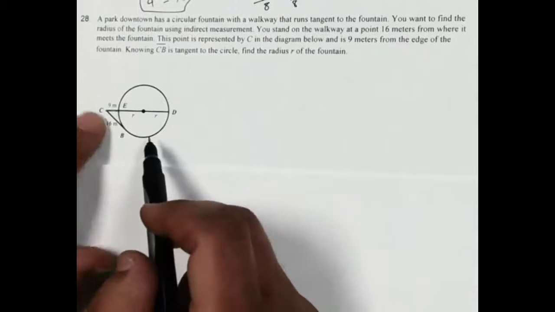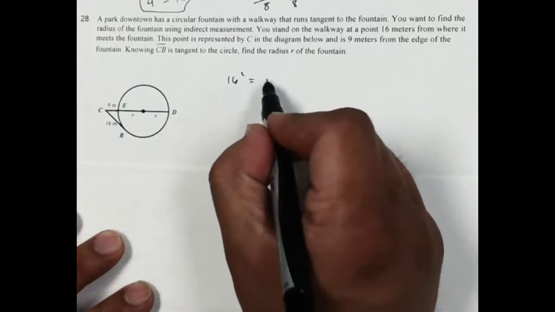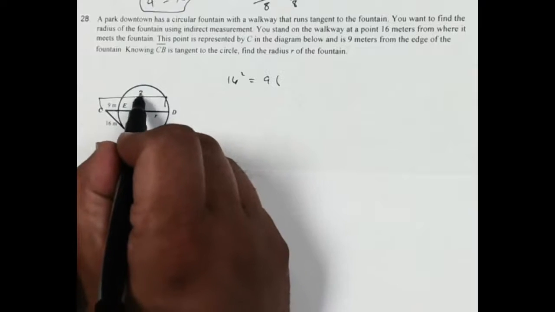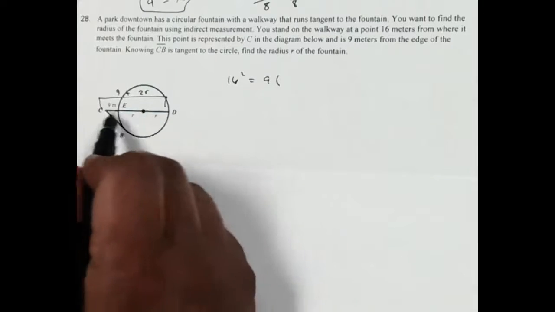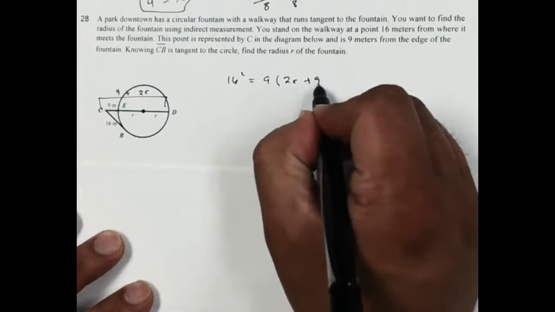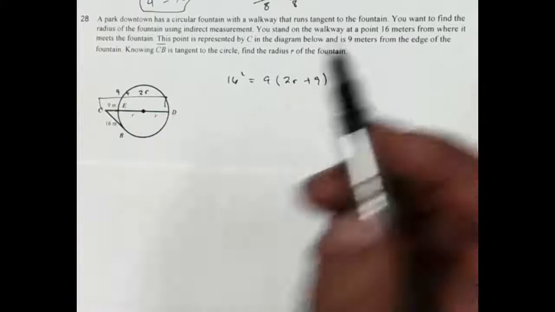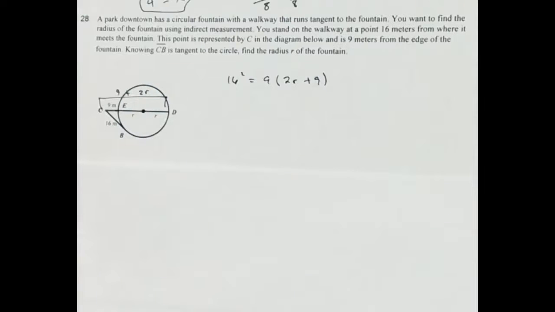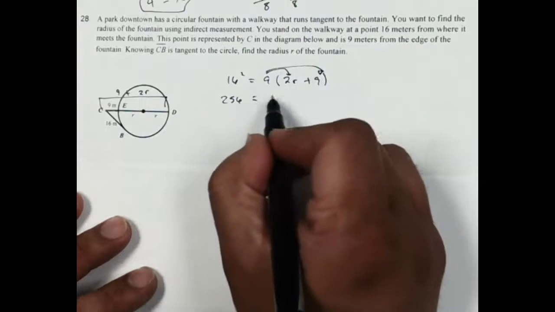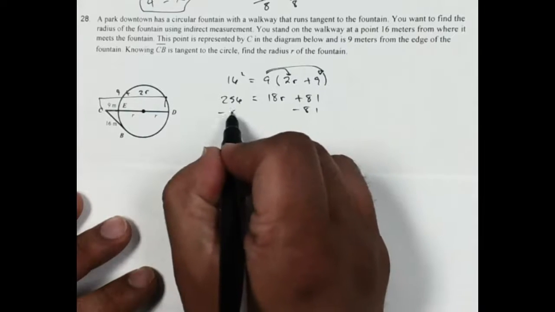Alright, so since this is tangent to CB, it's going to be 16 squared is equal to 9 times all of CD. So CE is 2R. Then I have to add the 9 to get this entire length here. I'm going to rewrite this as 2R plus 9. I just switched it. Instead of having 9 plus 2R, I have 2R plus 9. Same idea. Then 16 squared is 256. I'm going to have to distribute the 9 to both of these, so that's going to give me 18R plus 81.